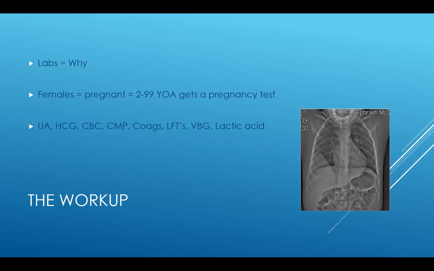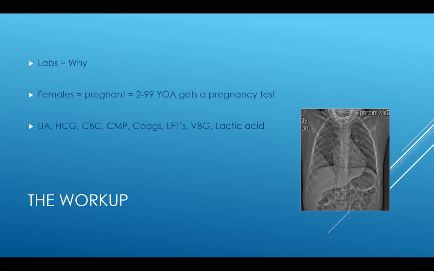All right, so now we get to our workup. We want to know why we're doing labs. We don't just want to say, oh, let's get the abdominal pain labs. So we'll talk about why we do certain labs after this. With females, we always want to assume that they're pregnant. So from 2 to 99, everybody gets a pregnancy test. They are pregnant until proven otherwise.